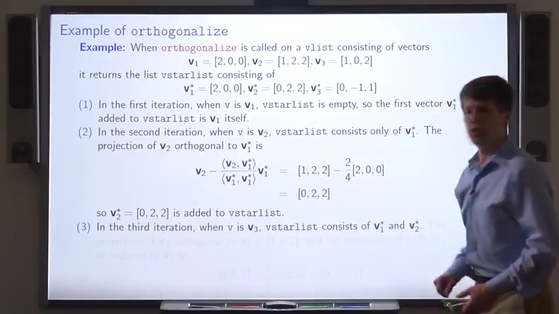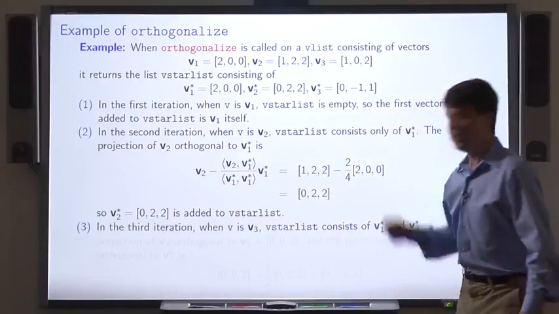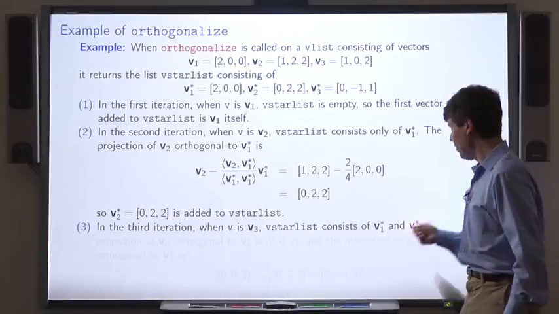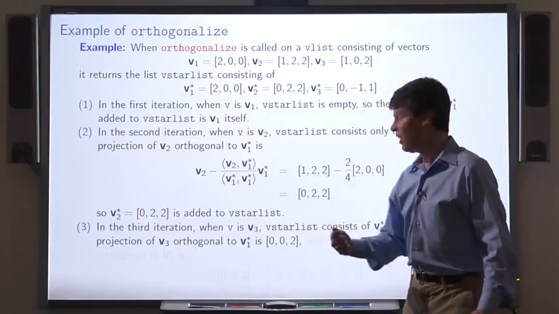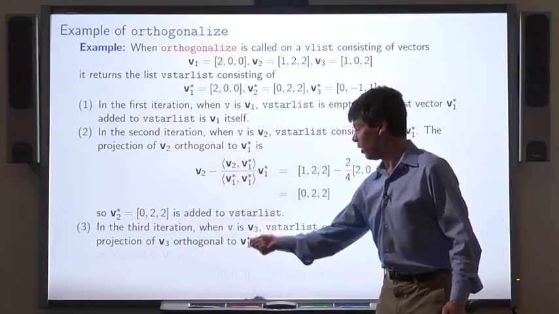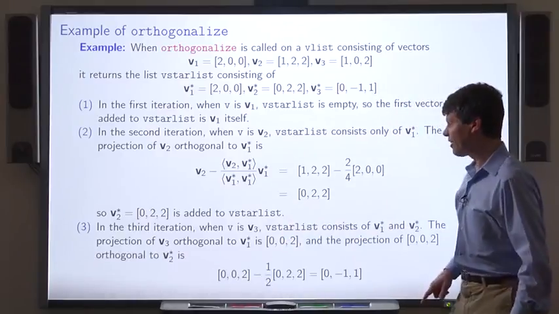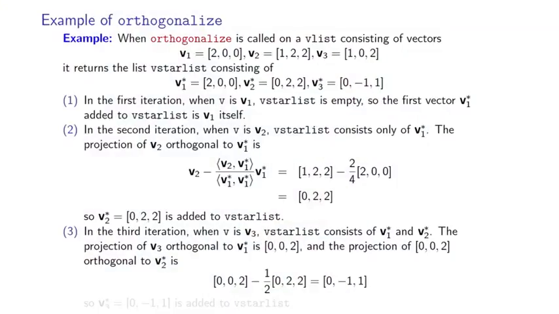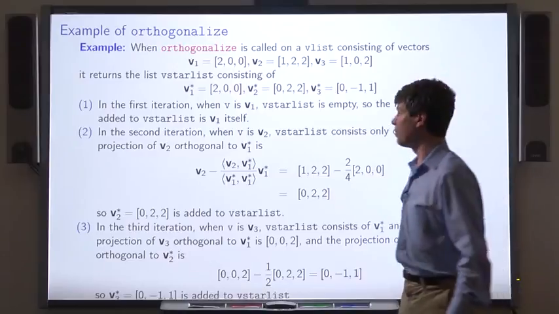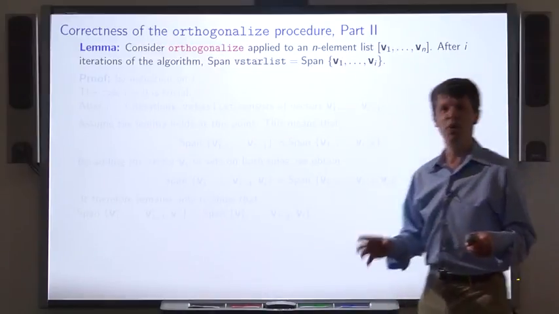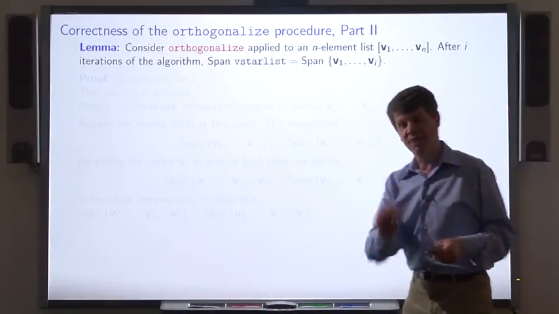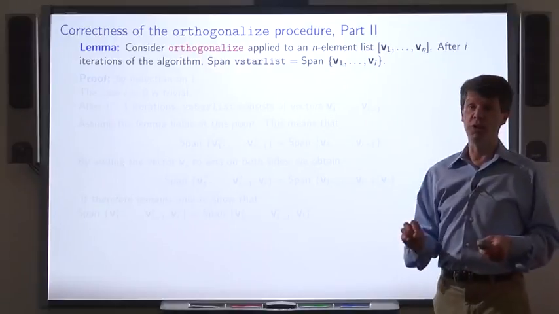In the third iteration, when we're working on v3, vstar-list consists of v1* and v2*. So we take v3, project it orthogonal to v1*, getting 0, 0, 2, and then take that vector and project it orthogonal to v2*, getting 0, -1, 1. So this is the vector that's added to vstar-list. This is v3*. As we mentioned before, at any point in the algorithm, the vectors in vstar-list are all mutually orthogonal.